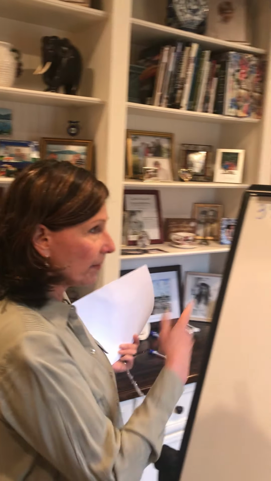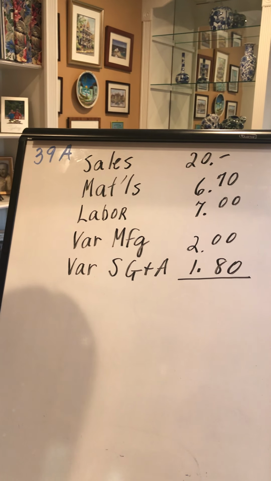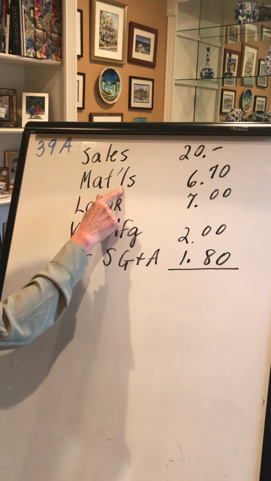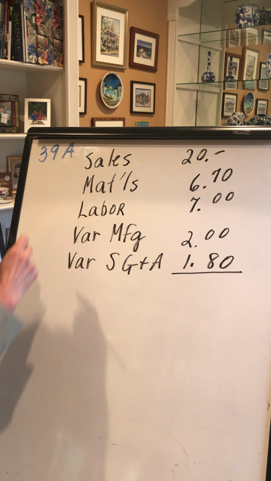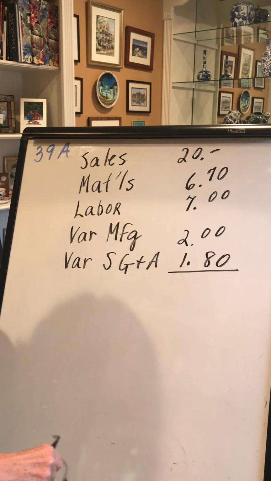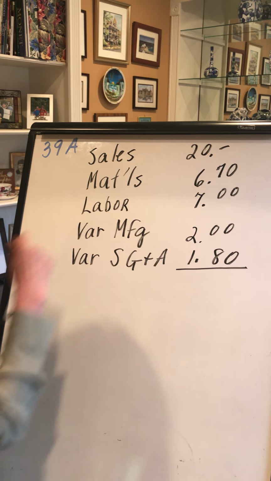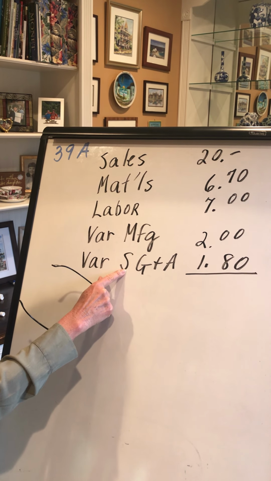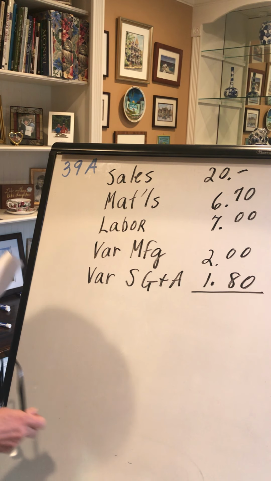So we're given some basic information. This is, by the way, the Alpha Manufacturing Company. So I've written down some of the data that we are given. The sales price per unit is $20. Direct materials to make the product, $6.70. Direct labor, $7. Variable manufacturing costs per unit, $2. Variable selling, general and administrative expenses, $1.80.